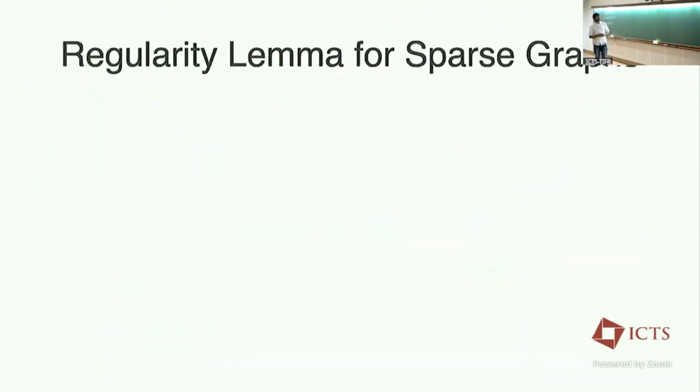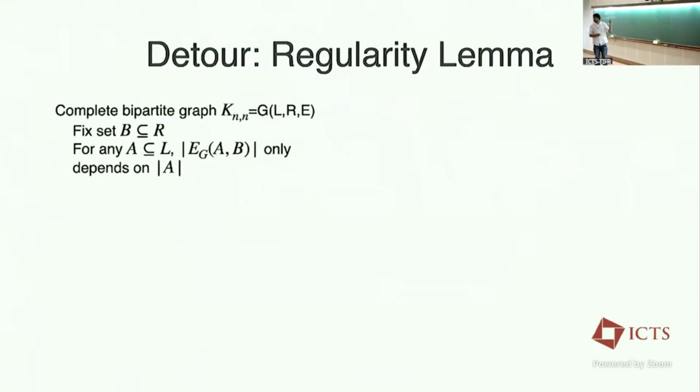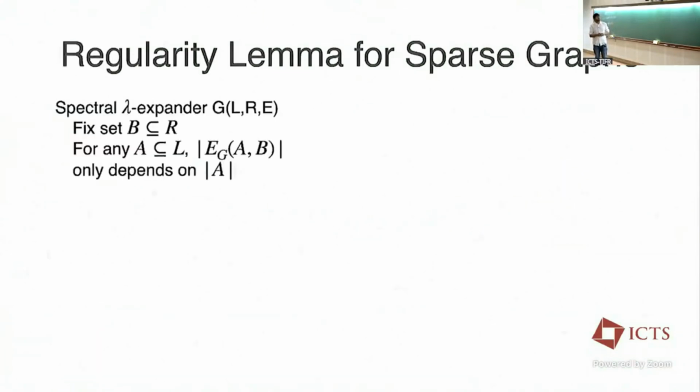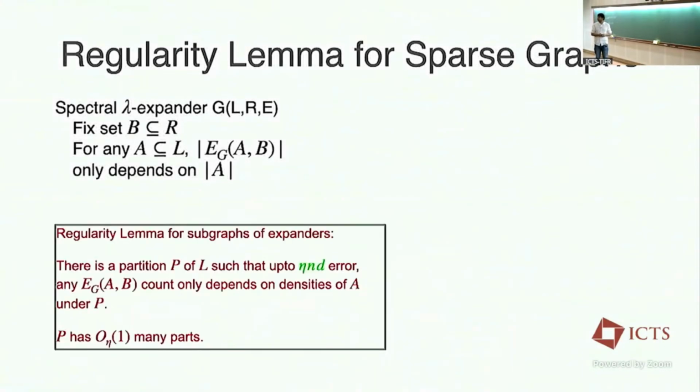There is a regularity lemma also for sparse graphs. And recall, first, our model was actually the complete bipartite graph. In the sparse case, that model is going to be the expander, where again, it is true that if you have any set B, the edge count is only going to depend on the size of A. That's the expander mixing lemma. And now the regularity lemma is going to be for subgraphs of expanders. Just like previously, it was for dense graphs, now it is going to be for all subgraphs of expanders. And we can change the eta n square error to eta nd error, nd being the number of edges in the expander.